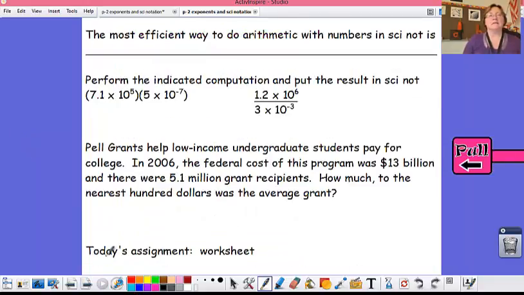All right, let's do a little math with scientific notation. The best way to do that math is to work with the numbers first and then worry about the exponents. Work with numbers first, and then work with the exponents.